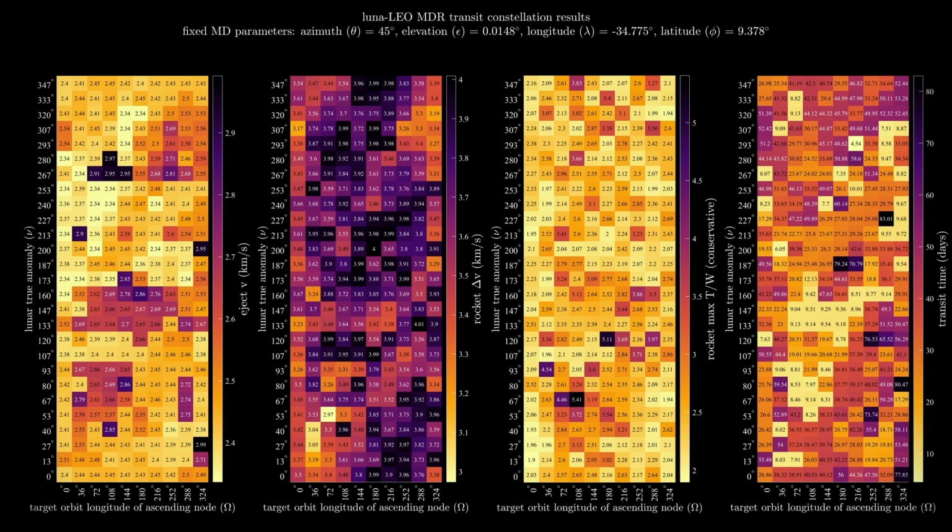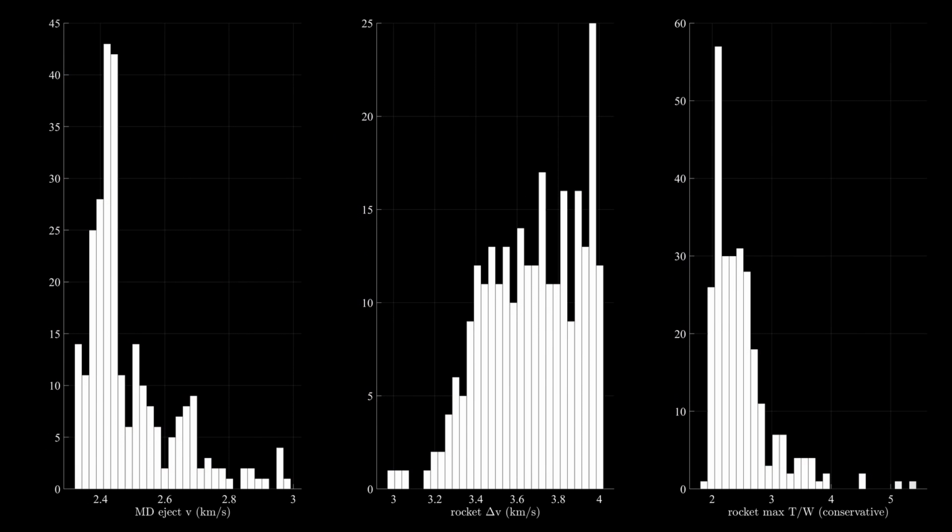And then this beautiful plot shows the main transit parameters all together. The first indicates how much ejection velocity is required from the mass driver on a given transit. The second tells us how much rocket delta V a given transit required. The third tells us what our rocket thrust to weight ratio needs to be for that transit. And the fourth tells us how long each of our transits are going to take. And here is the distribution of these parameters.